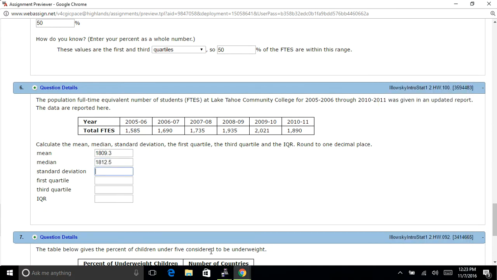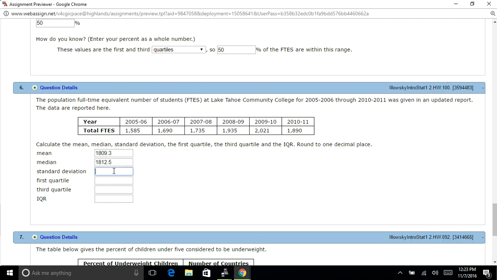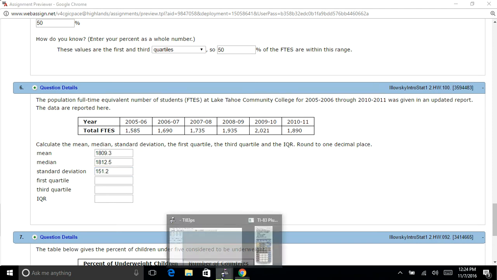Okay, now it wants my standard deviation. I'm going to go back up. Okay, be careful on your standard deviation because it gives you 2. It gives you a sample standard deviation. It gives you a population standard deviation. This is said population, so use the population one. So this is going to be 151.2.